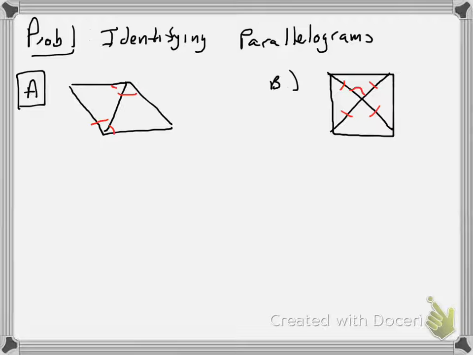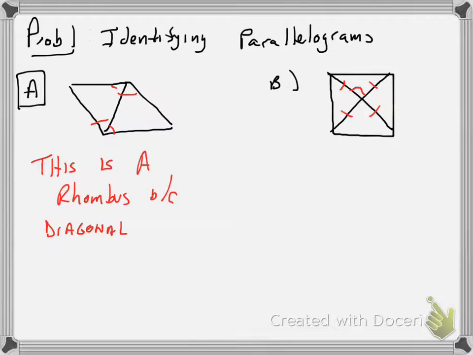So we're identifying parallelograms in A. If we look at this diagonal here, it bisects both angles. So I would say this parallelogram is a rhombus because the diagonal bisects the angles.